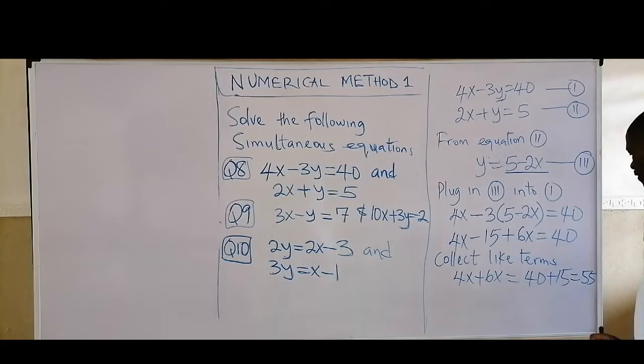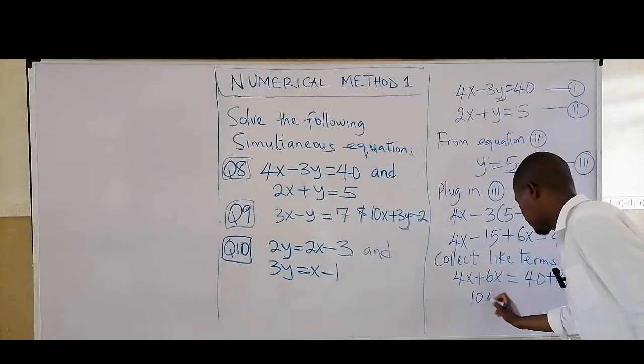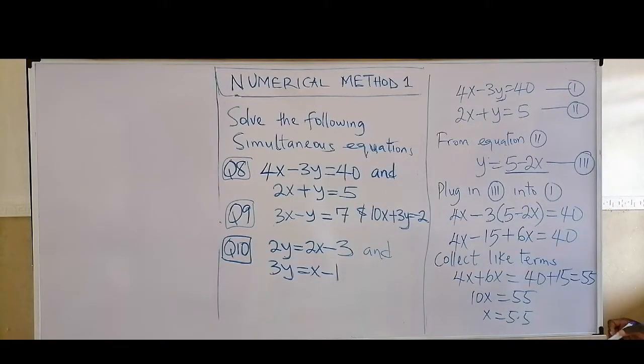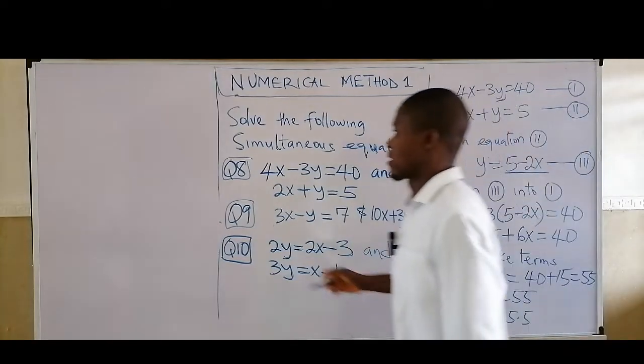So I have 15, 55. 10x equal to 55. So x is equal to 5.5. Okay, so I've gotten x now, then I can get my y.